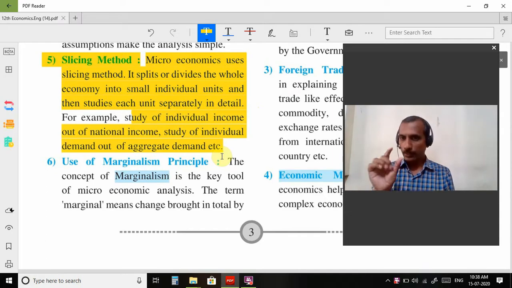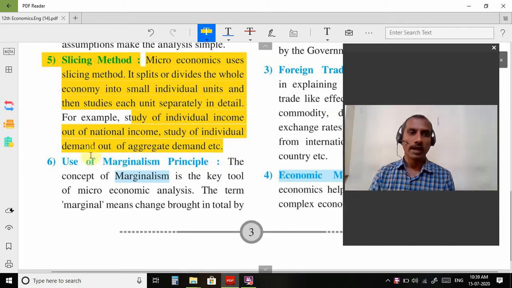अगर हम पर्टिकुलर पर्सन के इनकम के बारे में स्टडी करते हैं तो पर्टिकुलर पर्सन का ही इनकम हम स्टडी करेंगे. How he is going to increase his income. We will not study about national income. अगर पर्टिकुलर पर्सन की डिमांड के बारे में हम स्टडी करते हैं तो पर्टिकुलर पर्सन की डिमांड के बारे में ही हम सोचेंगे. एग्रीगेट डिमांड, टोटल डिमांड के बारे में हम सोचेंगे नहीं.